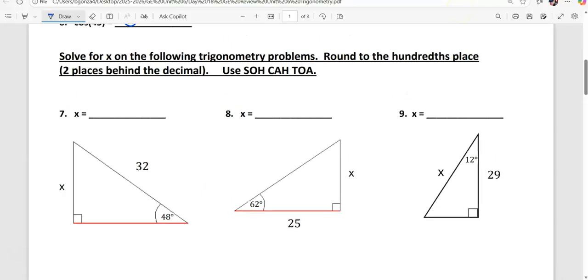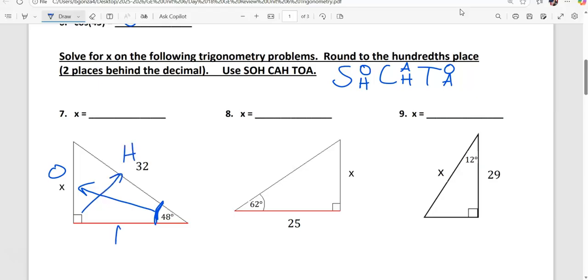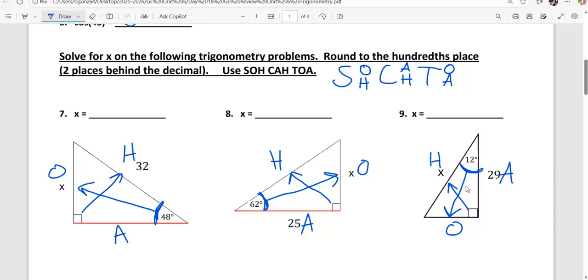Now, let's get to some trig. Don't forget SOHCAHTOA. Again, I always like to rewrite it like this because it's O over H, A over H, O over A, SOHCAHTOA. Okay, number 7. Here's my angle. Label the opposite side with an O, across from 90 with an H. The leftover is an A, adjacent. Let's do that on all 3. Here's my angle. The opposite is an O. Across from 90 is an H. The leftover is an A. My angle is 12. The opposite is an O. Across from 90 is an H. My leftover is an A.